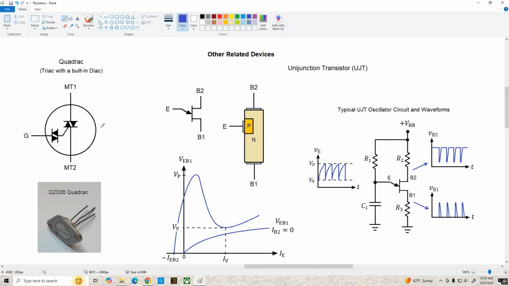But for right now, this is the Quadrac, and down here is a picture of a Quadrac I had laying around. It's in a rather unusual package, and I don't even know if you can get these anymore, but here's an example of a Quadrac.